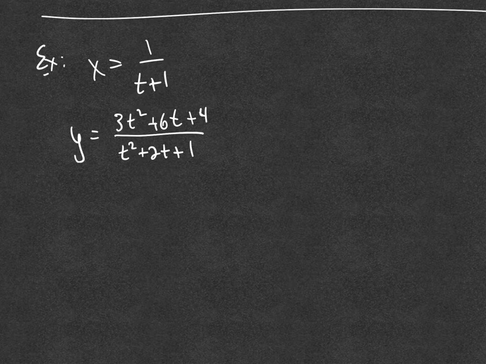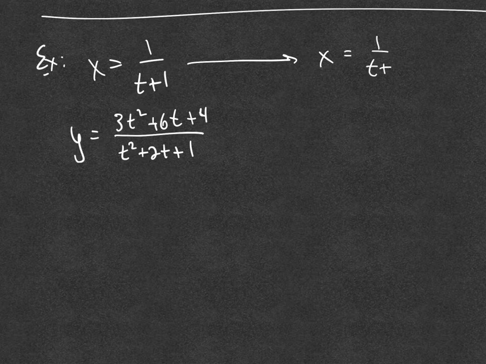Very difficult to understand what the graph would represent. But that's not the key right now. What I want to do is eliminate the parameter. So I'm going to select one of the equations. I'm going to choose the first one, and I'm going to solve for t.